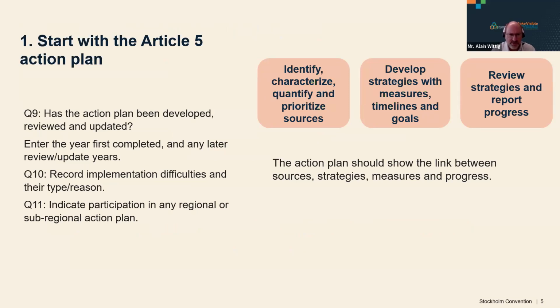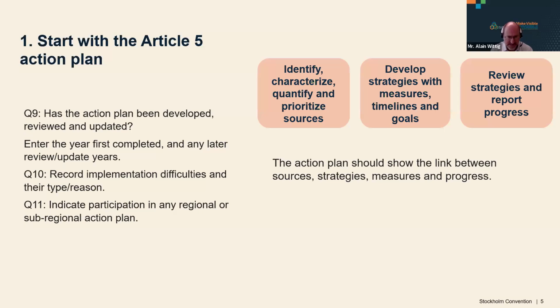So where to start is with the Article 5 action plan. Section 4.1 is where that action plan is reported in the system. And you have a number of questions, and question Q9 asks whether the action plan has been developed, reviewed, or updated. One thing to keep in mind is that if the answer is yes, the action plan has been developed, parties should enter the year when it was first completed, and then the years of any review or update, as applicable.